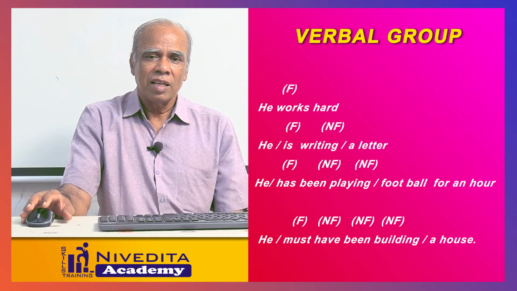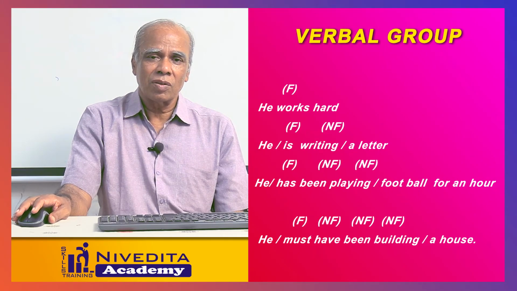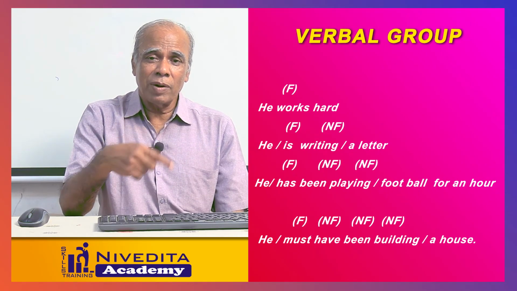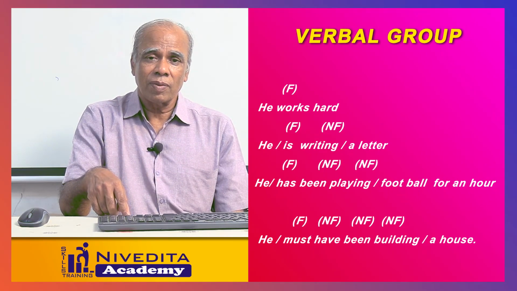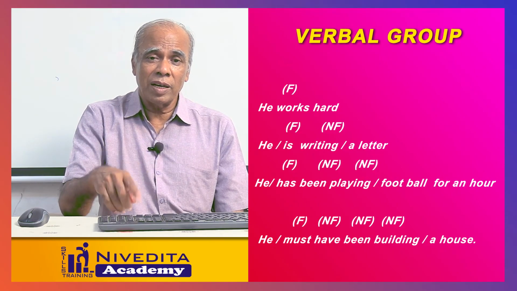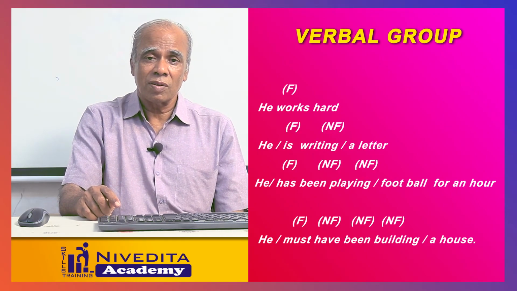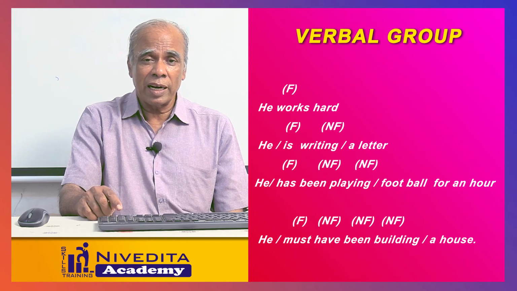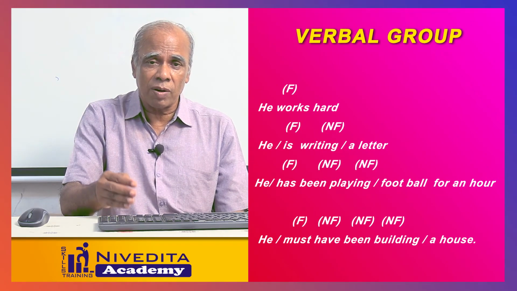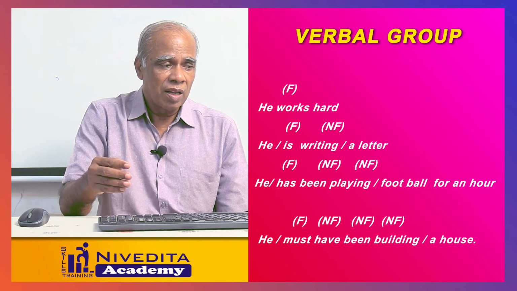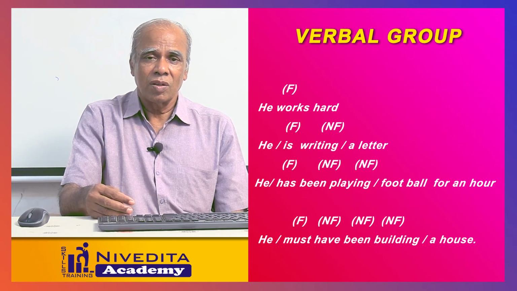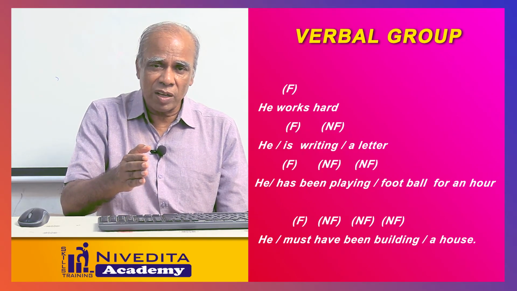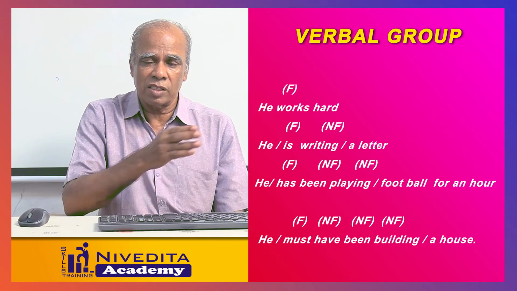Just like that, he must have been building a house. Must he have been building a house? That is a yes-no type question. What must he have been building? That is a WH question. Suppose you want to make it a negative sentence, you have to use not only after must, not after have or been. You have to use not only after must. That is the finite verb. That only is the finite verb.